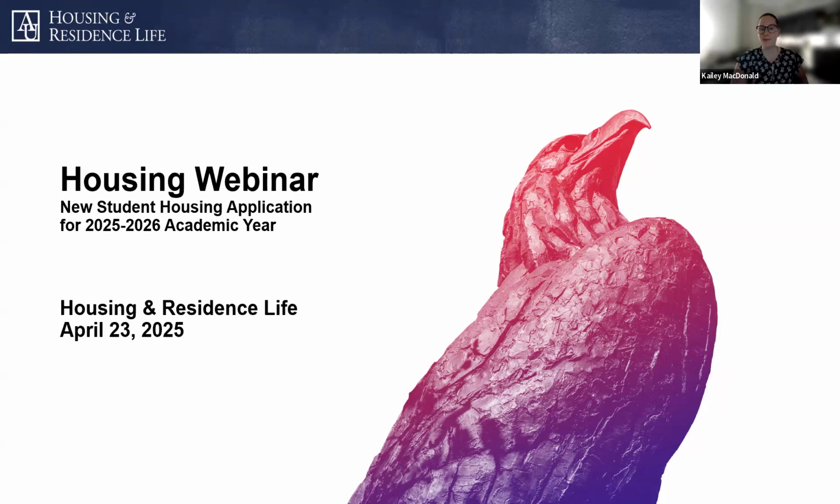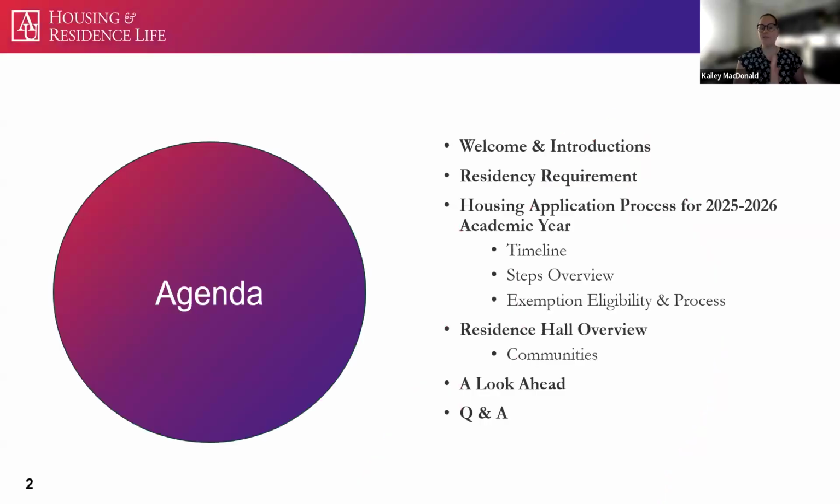So again, welcome to those who are able to join us this evening. I'm going to post the agenda up at the beginning. We'll do some quick introductions of our staff, and then we will jump right into the webinar. We'll talk about the residency requirement. We'll talk about the housing application process for the upcoming academic year, which will include the timeline and every step you have to go through to complete the application. And then we'll also talk through some of the exemption eligibility in that process as well.